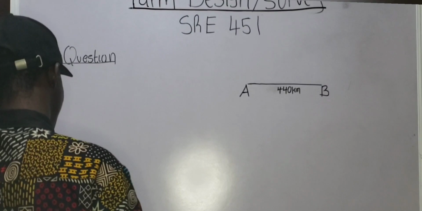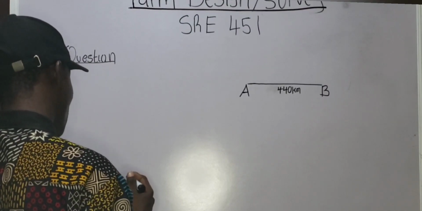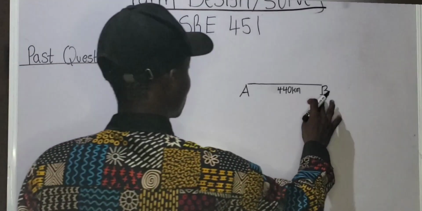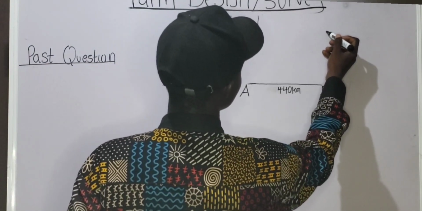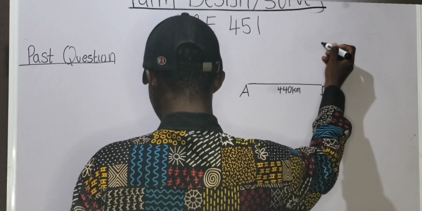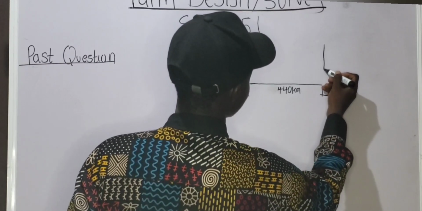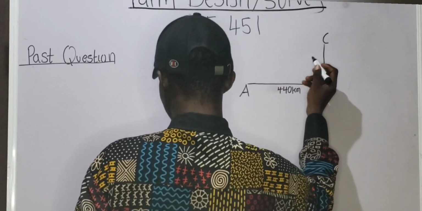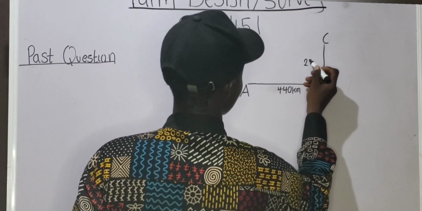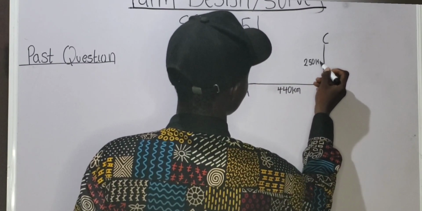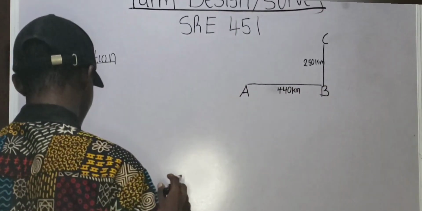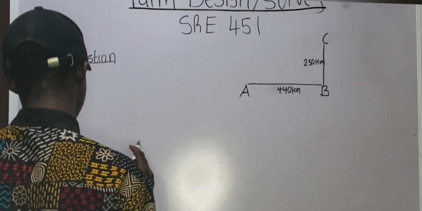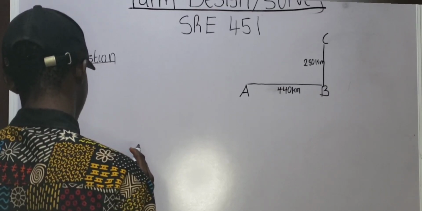Now, the question progresses and said, at point B to C, it measures 250 km. At point B to C. So point C will be somewhere here, which is what? 250 km. You understand? So point C is 250 km. Let me put it here. 250 km.